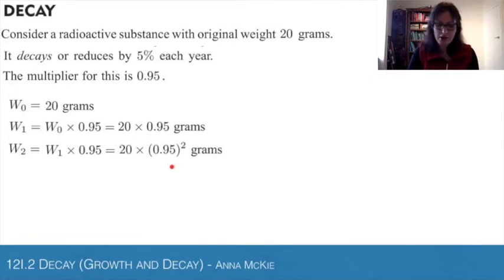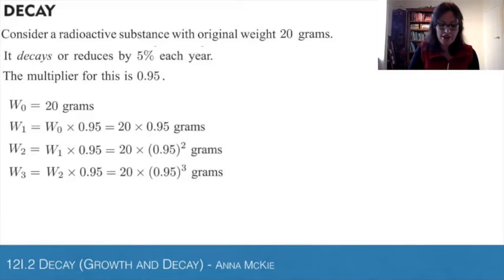How many years have gone by at this point? 2 years. And what is the power? It's 2. So that's how they correlate. Going on, after 3 years, you would have the same concept, the original multiplied by the multiplier raised to the power of how many years have gone by. Going on to 20 years, same thing applies. We're down to about 7.2 grams now.